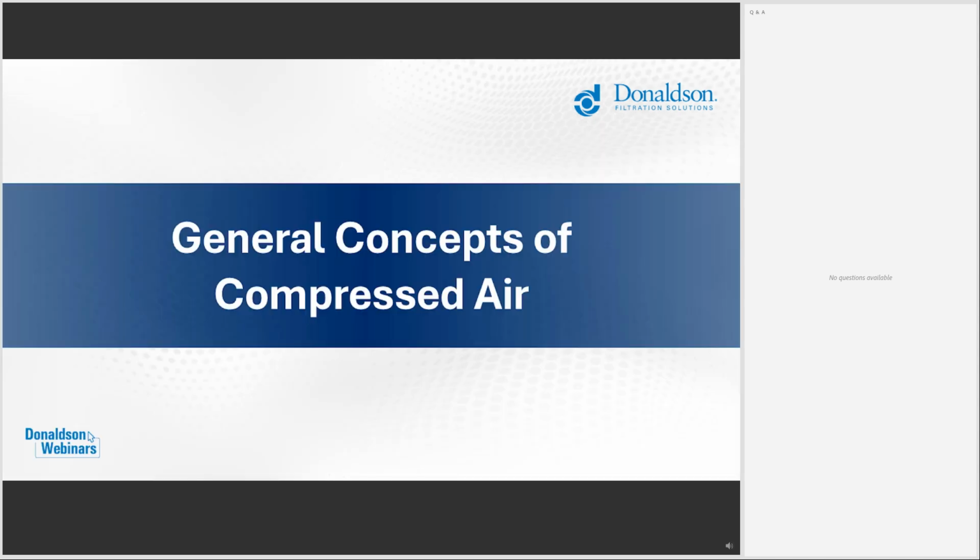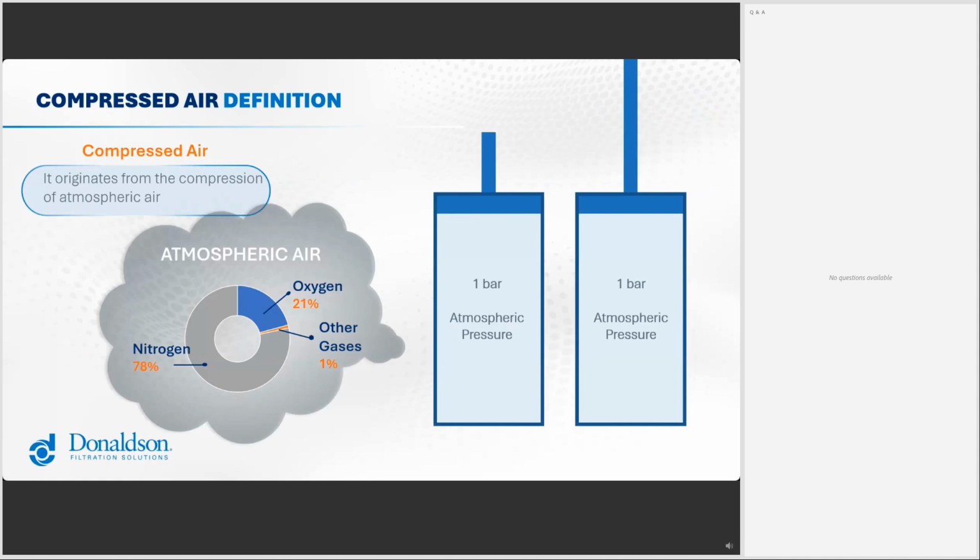Thank you, Luana. Before we start to talk about purification and optimizing it for compressed air systems, we need to look at the general concepts of compressed air. Compressed air originates from the compression of atmospheric air, and atmospheric air consists of nitrogen with 78%, oxygen with 21%, and some other gases with 1%.